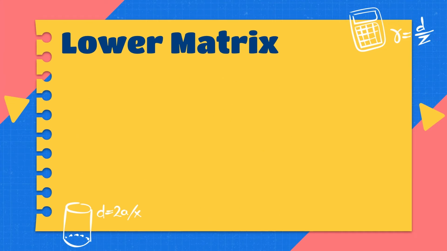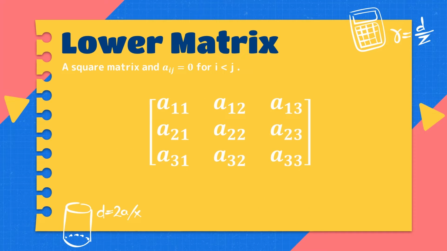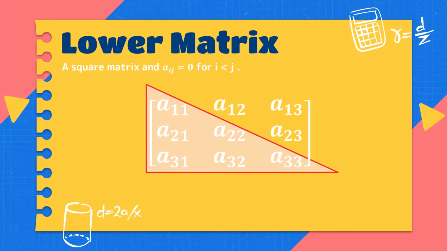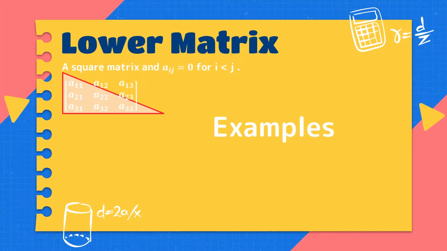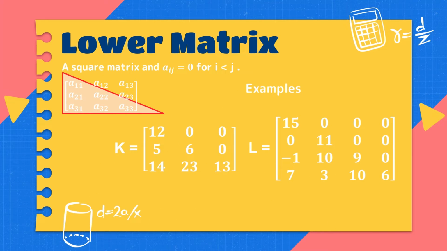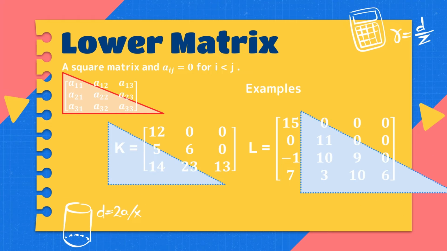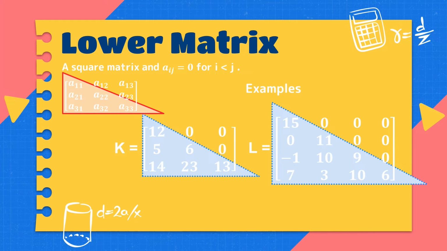A lower triangular matrix is a square matrix whose entries with row i less than column j equal 0. As you can see here, the value of entries other than those in the triangle are 0. And if you observe it, those entries whose value is 0 are the entries whose row i is less than its column j.